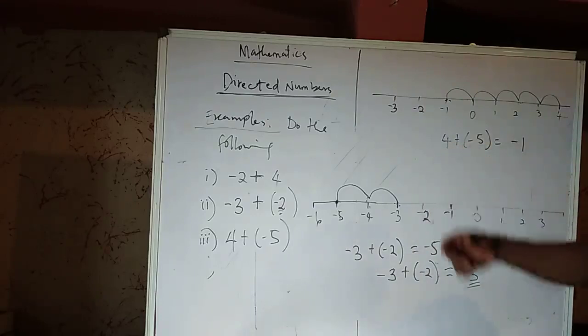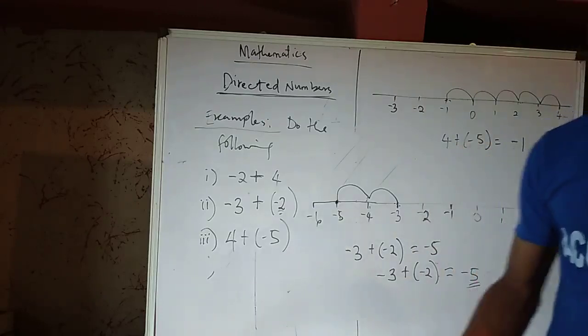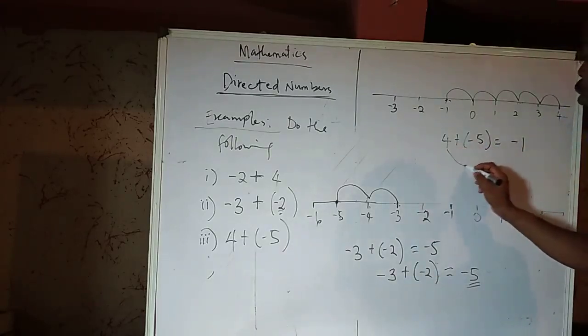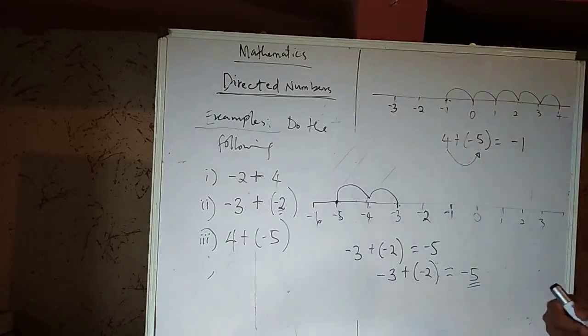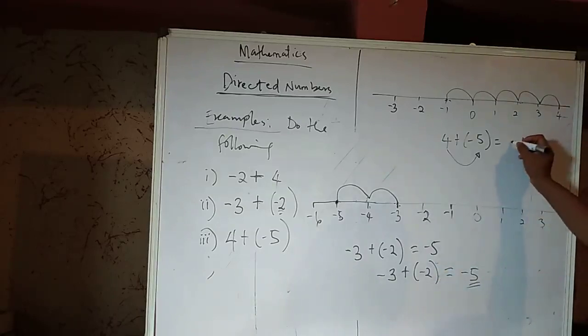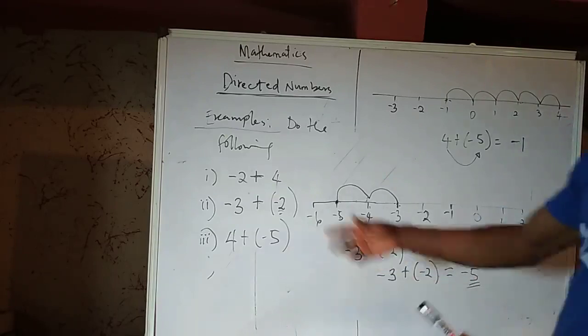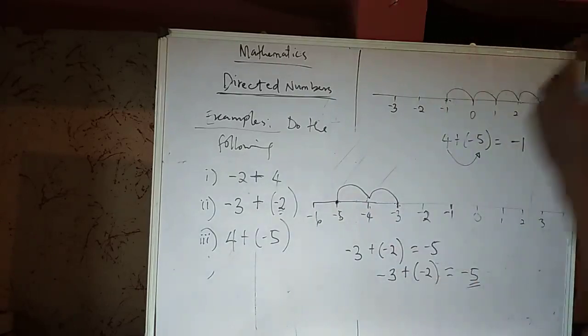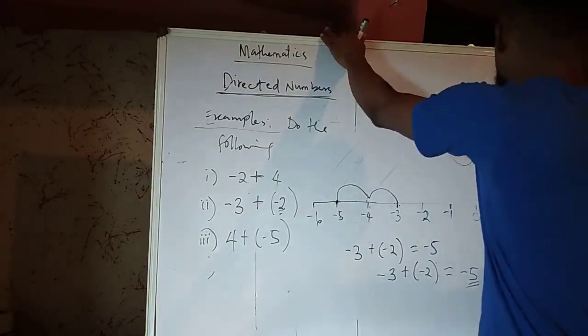Now if that's the case and you want to pay back what you owe, by the time you pay back 4 oranges, you're going to discover that you will still be left with 1 orange to pay back your debt completely. So that's why you have this as minus 1. So that's how addition on the number line usually works. It's that simple. Having said that, we're going to look at another set of examples.